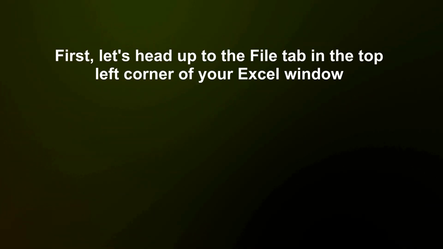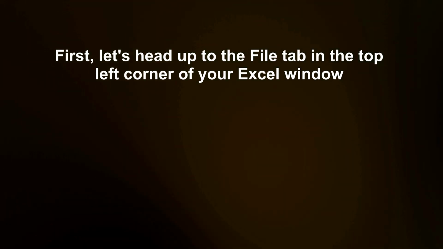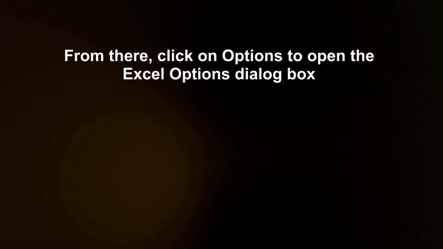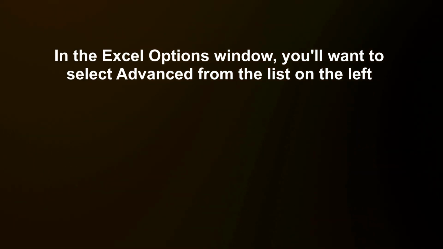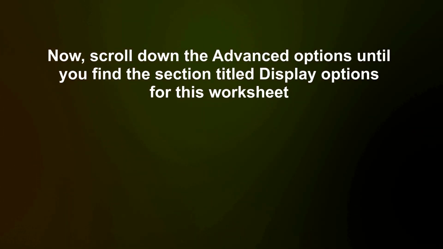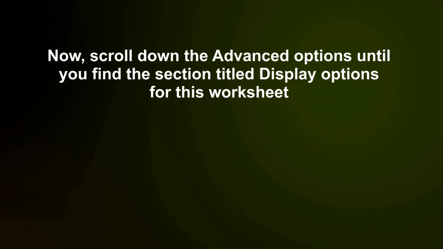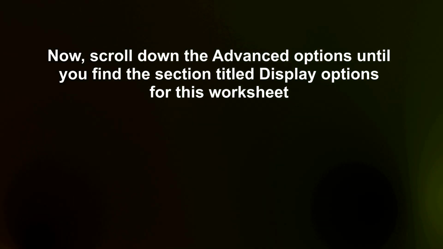First, let's head up to the File tab in the top left corner of your Excel window. From there, click on Options to open the Excel Options dialog box. In the Excel Options window, you'll want to select Advanced from the list on the left. Now, scroll down the Advanced Options until you find the section titled Display Options for this worksheet.